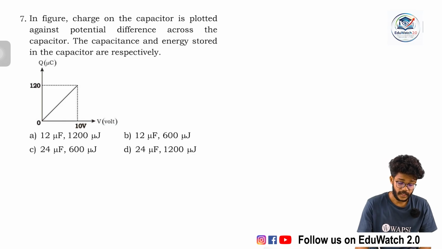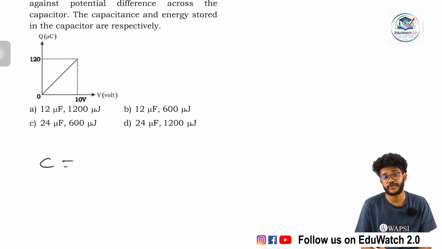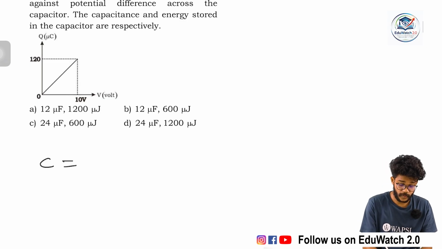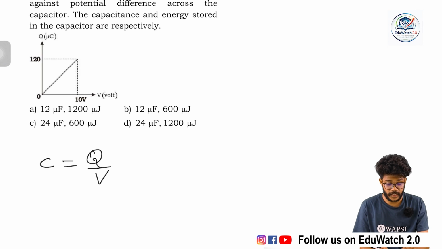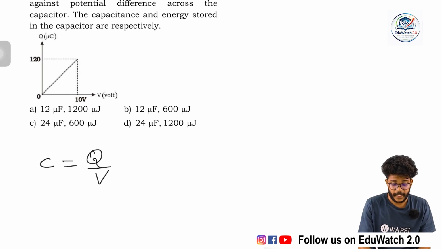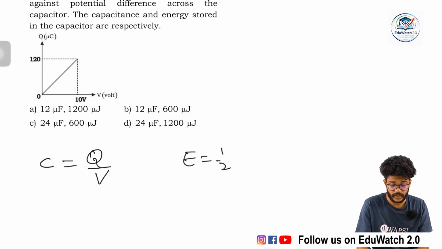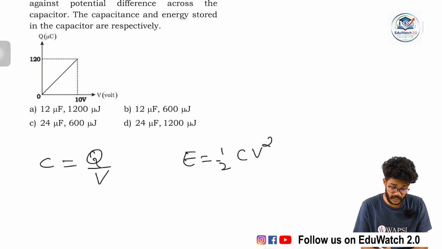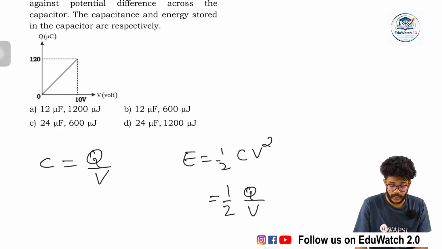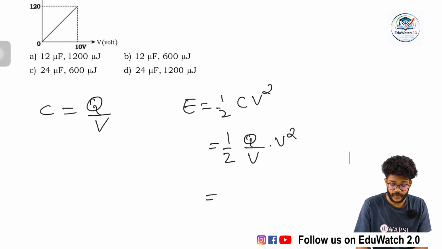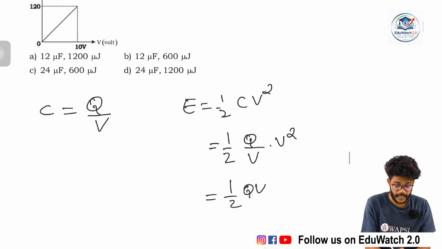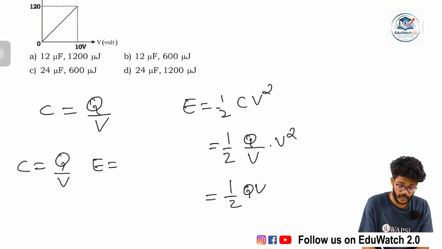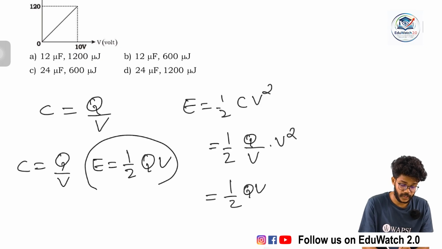So what is the capacitance? Q is equal to CV, so C is equal to Q by V, and Q and V are given. The energy of the capacitor is half CV square, and C is Q by V, so half times Q by V into V square, which is half QV. So C is equal to Q by V and energy is equal to half QV. These are the two equations.